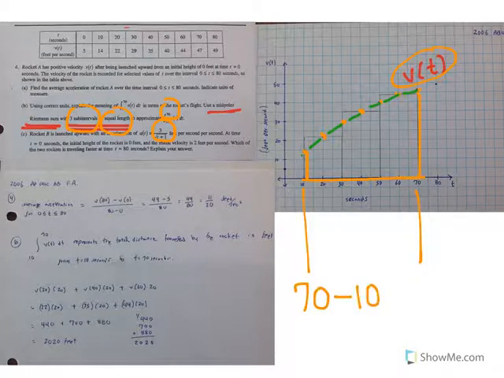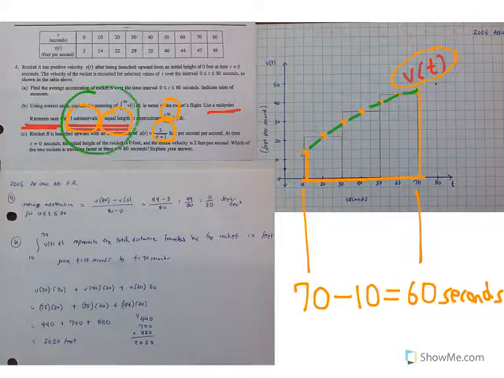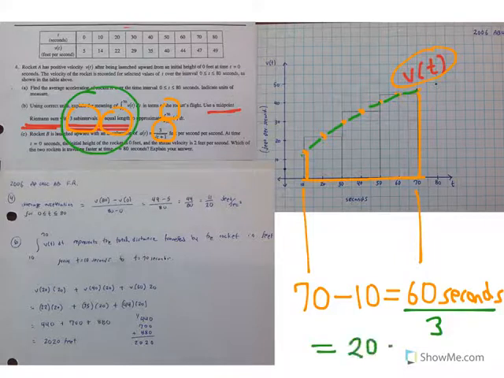70 minus 10 is equal to 60 seconds, right? So that's the width of our interval, 60 seconds. And if we want to divide that into 3 subintervals of equal length, you're going to divide 60 seconds by 3. And that's going to give you 20 seconds. So each subinterval will have a length of 20 seconds.